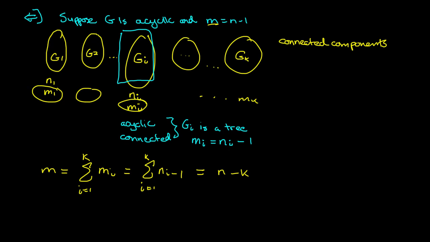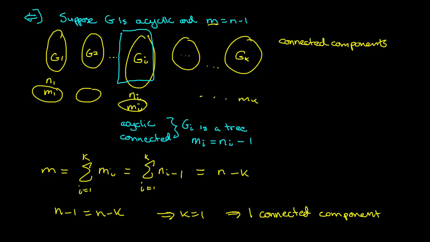Aha. We also know from up top that M is equal to N minus 1. So what does this mean? It means that N minus 1 must equal N minus K. Now I hope you see where we've been going with this. This means that K must equal 1. And if K equals 1, that means that really, in reality, there was only ever one connected component. And what does that mean? It means the graph was connected. So G was acyclic and it was connected. So that means that G is a tree.